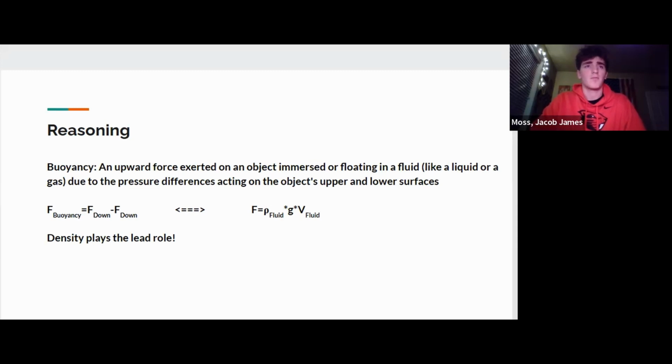The biggest takeaway from all this is that the density of the object plays the lead role in buoyancy. If the density of the object is greater than the liquid that it is being submerged into, it is going to sink, and vice versa. I will now be turning the presentation over to Ronan to go over our reasoning, and thank you all for your time.